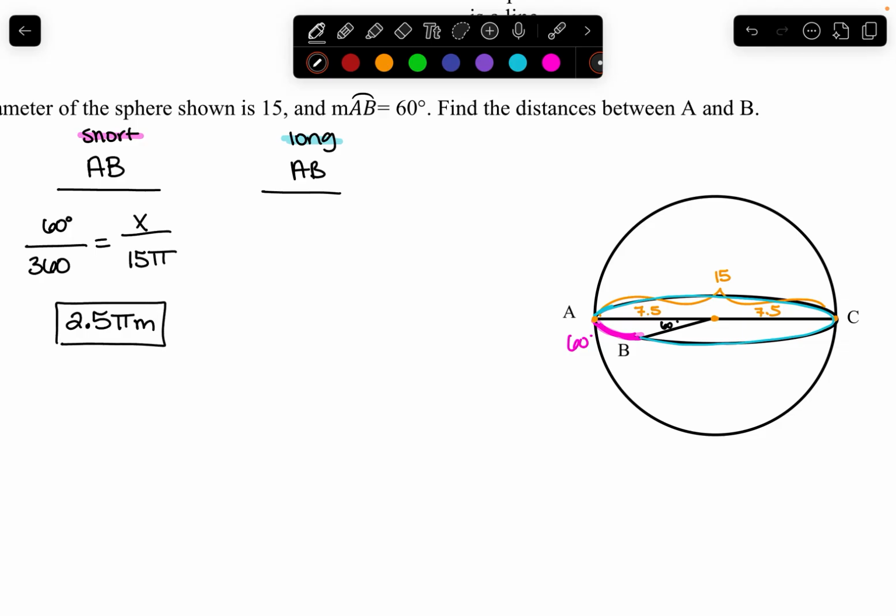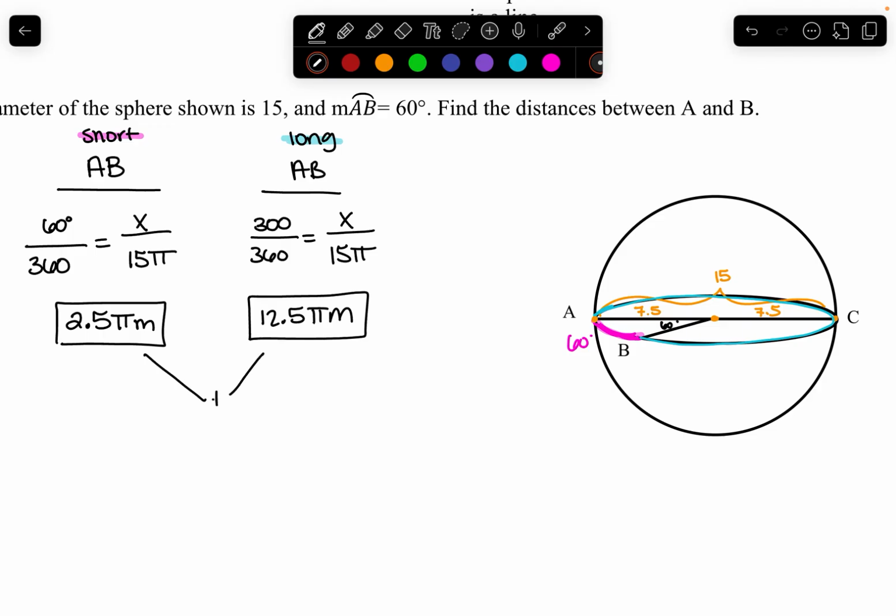And then the long distance would be 300 as my central angle over 360, and that's going to equal x over 15 pi. So 15 times 300 divided by 360 is 12.5 pi meters. And then if we were to add these two things together, 12.5 plus 2.5 gets me 15 pi, which is the total circumference of my circle.